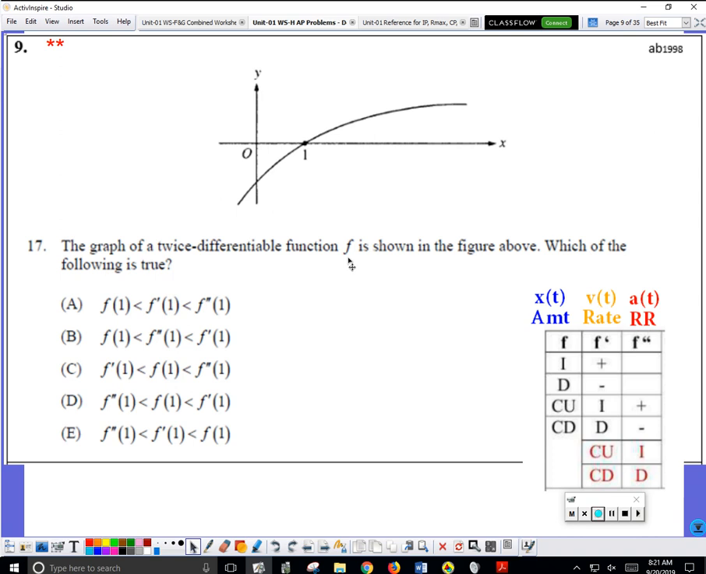Twice differentiable just means that there's an f double prime. It just means you can do it again. So f being differentiable means I can go from f to f prime successfully. F being twice differentiable means I could continue and go from f prime to f double prime successfully. Other questions about what it means to say that the graph of a twice differentiable function f is shown?